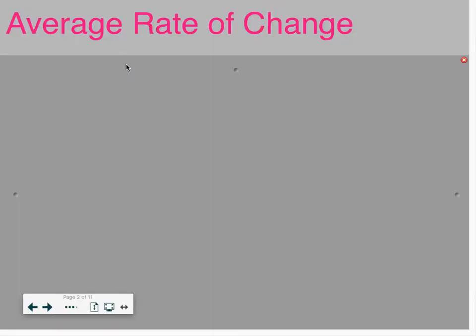Okay, the one small thing we are going to talk about is what's called average rate of change. Okay? So take about 30 seconds and just talk about at your pod what comes to mind when I say average rate of change. Rate of change makes you think of what?